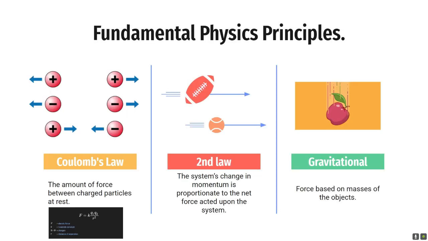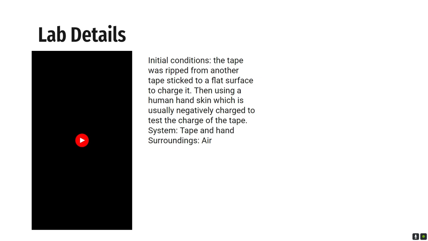Fundamental physics principles. As said, Coulomb's law is basically the amount of force between charged particles at rest, and as given in the formula, it's equal to Coulomb's constant, k, times the charges of the two particles divided by the distance of separation squared. Newton's second law states that a system's change in momentum is proportional to the net force acting upon the system. So basically, force equals the change in mass times velocity. And gravitational force is just gravity, which is based on the masses of objects, as we know that gravity is 9.8 meters per second squared on Earth.